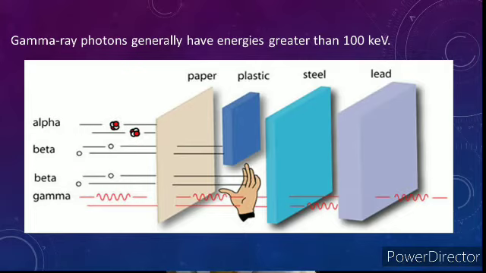And these are some of the uses of gamma ray emitters. We have here the uses of technetium-99. We have also here the uses of americium-241.